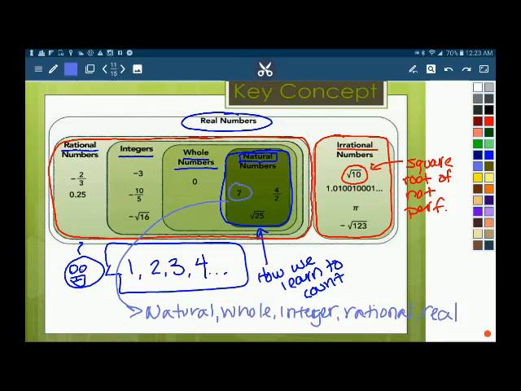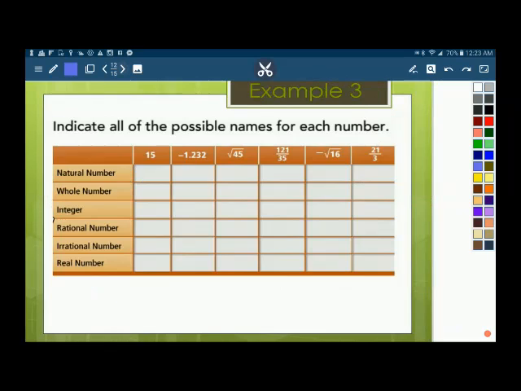Now, if I were to just talk about the number -3, that one would not be whole or natural because whole and natural do not include negative numbers. So I could call -3 integers, rational, and real. So let's do this example where we classify a couple of different numbers and they can be in multiple categories. So the first thing I'm going to do is indicate what the number 15 is.